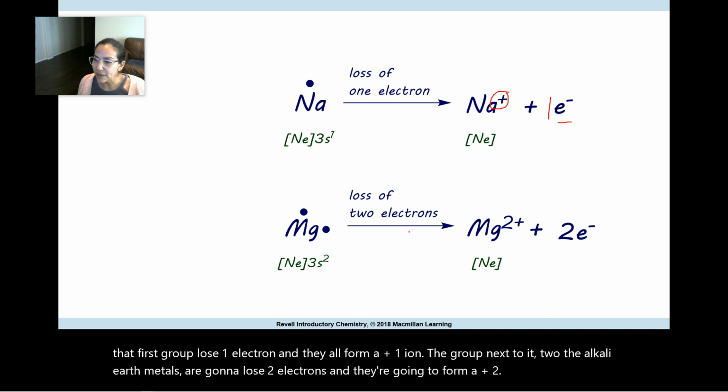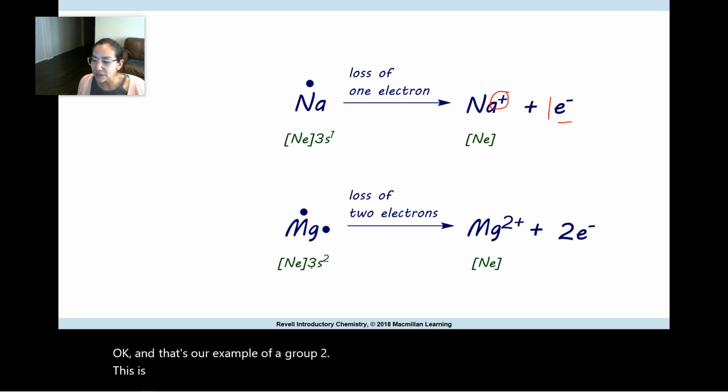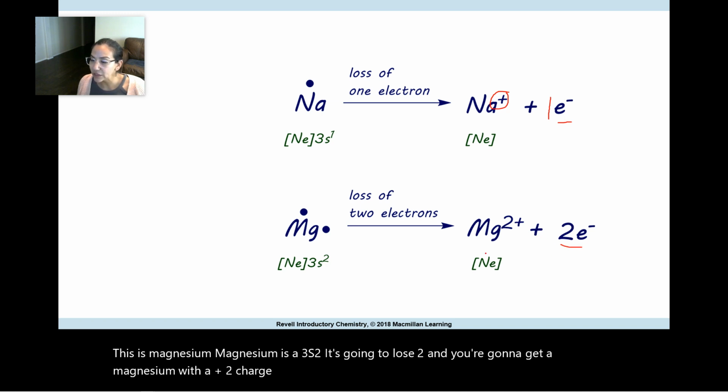Okay, and that's our example of a group 2. This is magnesium. Magnesium is a 3s2. It's going to lose 2, and you're going to get magnesium with the +2 charge plus 2 electrons that are available for bonding.